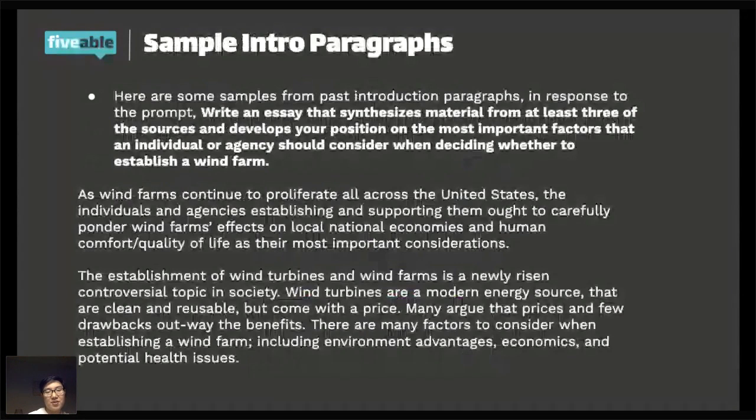So we have our prompt here from last year. It says, write an essay that synthesizes material from at least 3 of the sources and develops your position on the most important factors that an individual or agency should consider when deciding whether to establish a wind farm. So here's the thing. The last part of the sentence is what you actually have to answer, which is write an essay that develops your position on the most important factors that an individual or agency should consider when deciding whether to establish a wind farm.